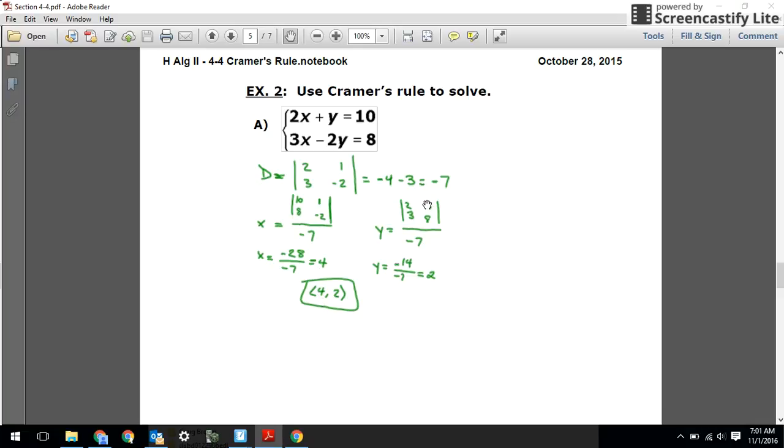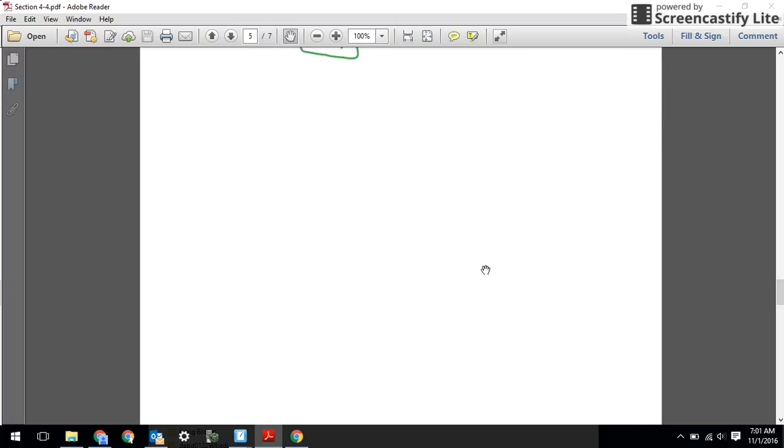Same thing for my y coordinate. But now I just replace the 10 and the 8 in place of the 1 and the negative 2. Because I'm finding my y's, you replace the y coefficients with these c values. So negative 14 divided by negative 7 is positive 2. 4 comma 2. There's the point where these two lines will cross.